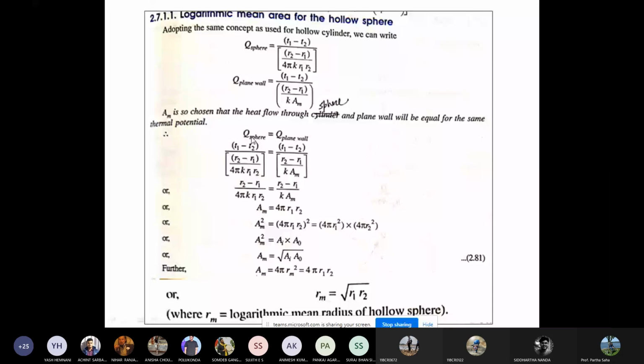So you can equate Q sphere and Q plane wall, and ultimately you get Am = 4π R1 R2. Taking the square of both sides, Am² = (4πR1²)(4πR2²), which is nothing but the product of the inside and outside areas. So Am is actually the square root of Ai Ao. So for a hollow sphere the mean area is the geometric mean. Now if you consider Am = 4πRm², same concept, you can see Rm is equal to the square root of R1 R2. So Rm is the mean radius for a hollow sphere, which follows the geometric mean radius and geometric mean area.